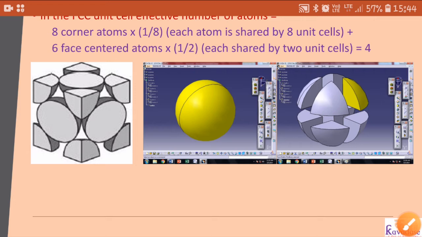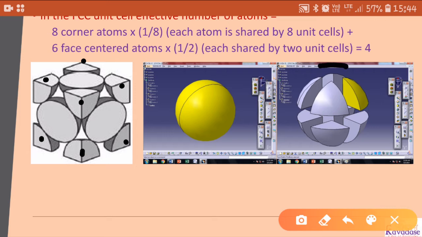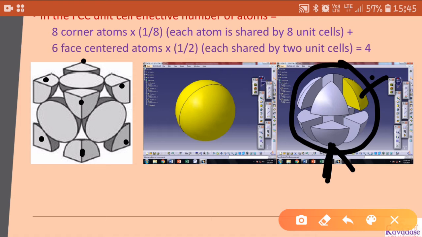For that, you can see there are 8 corner atoms. So these are the corner atoms. Each corner atom is shared by 8 unit cells. You can see in this figure, this is my unit cell present here, and how it is shared by 8 unit cells.